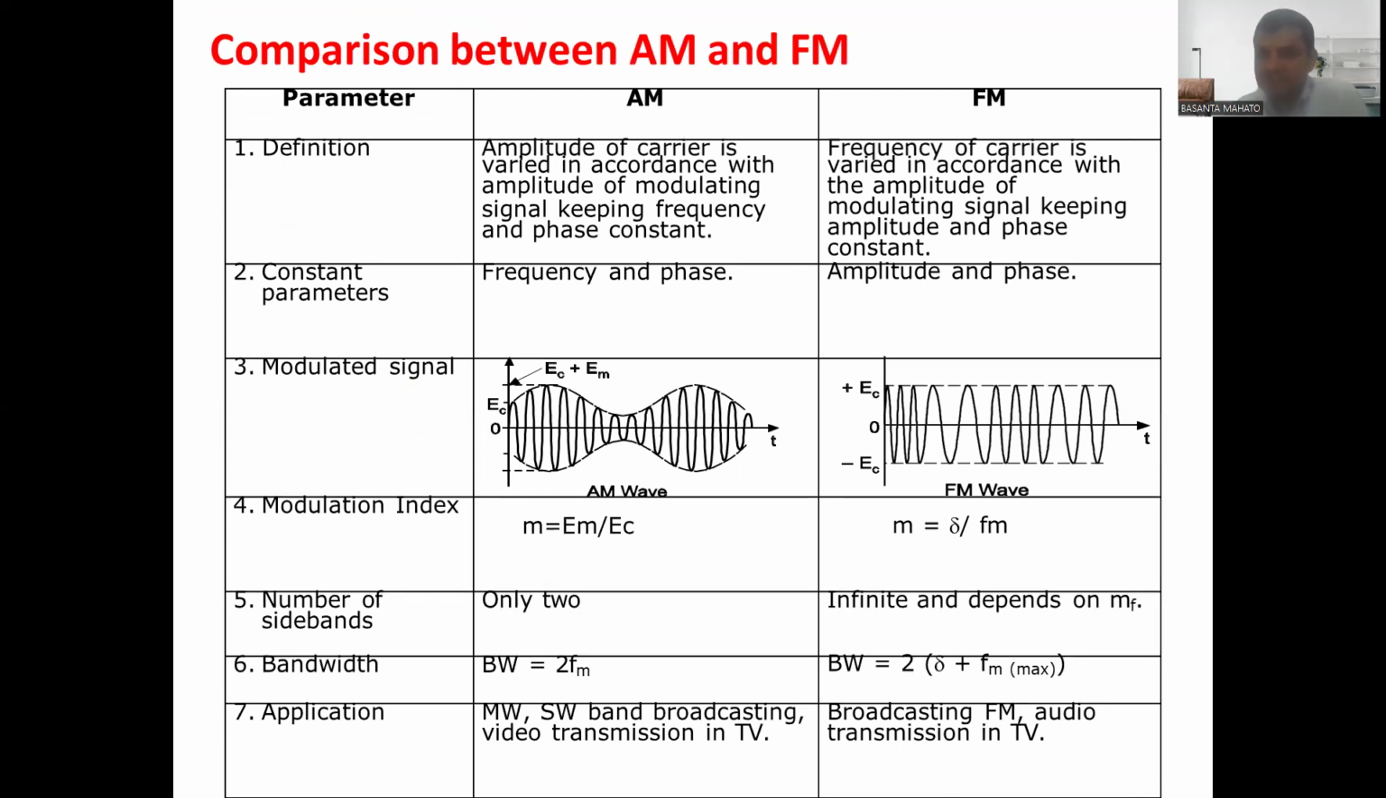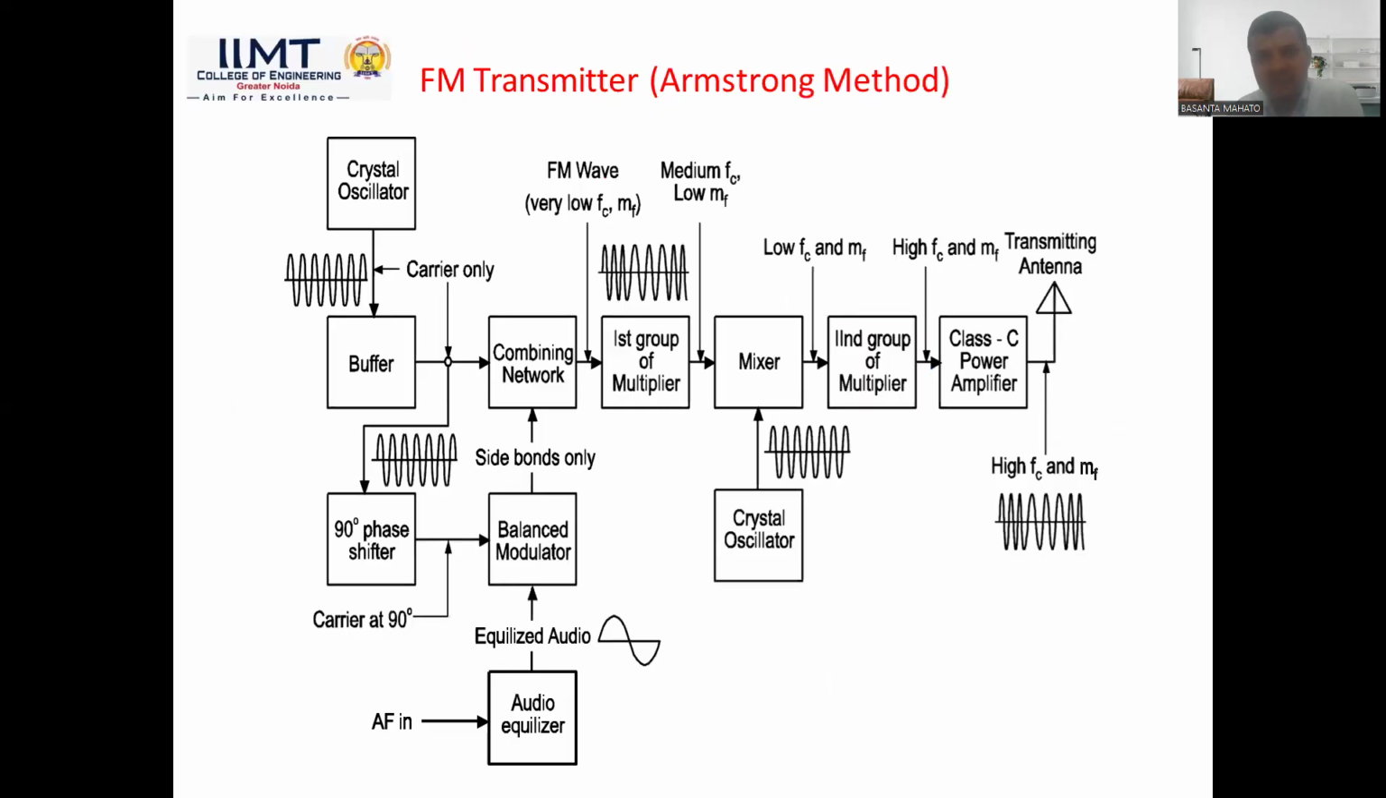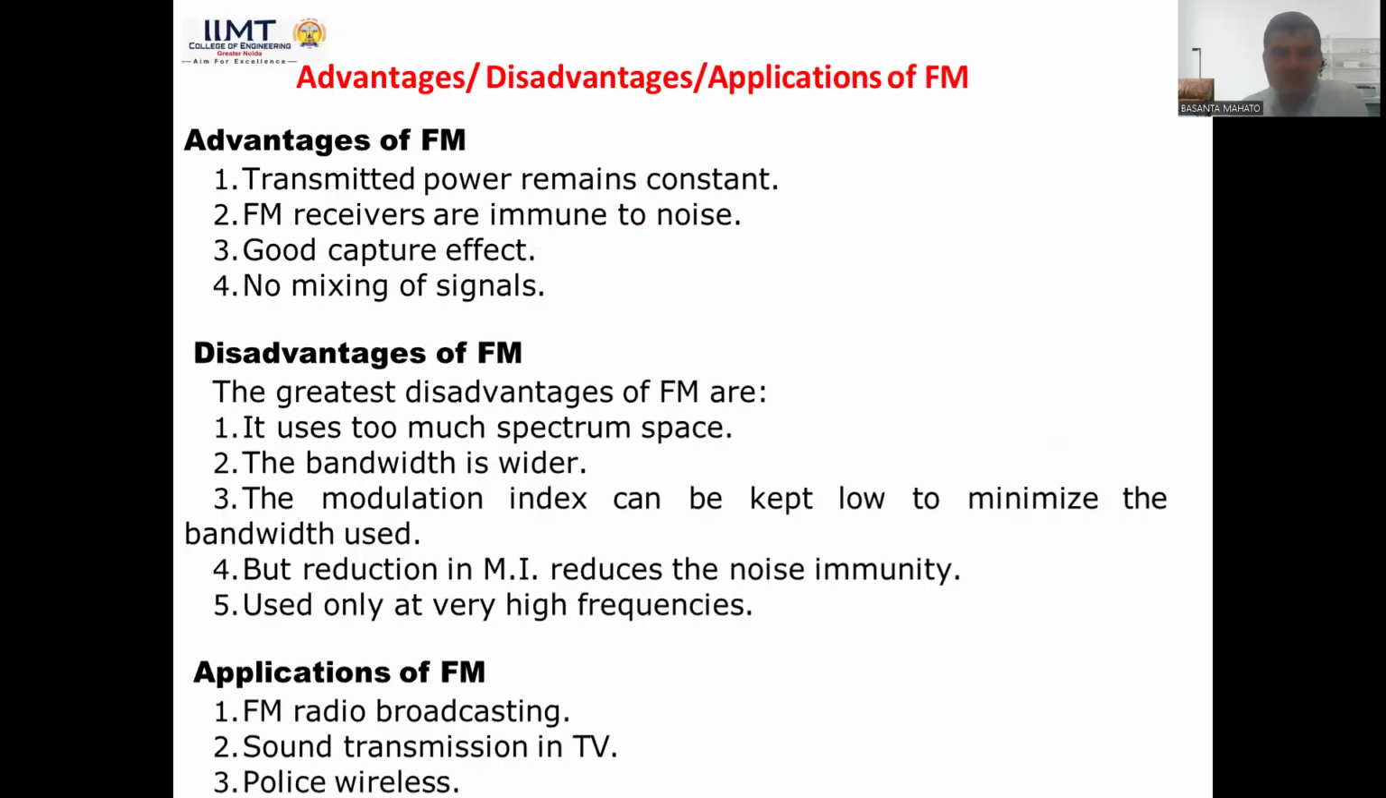Now it is a comparison between AM and FM. The bandwidth is equal to 2 fm for AM, and here it is 2 times (fm plus delta). FM generation has a direct method and an indirect method. In the FM transmitter, the Armstrong method is applied. What are the advantages? The advantages of FM are that the transmitted power remains constant, FM receivers are immune to noise, and FM has a good capture effect.